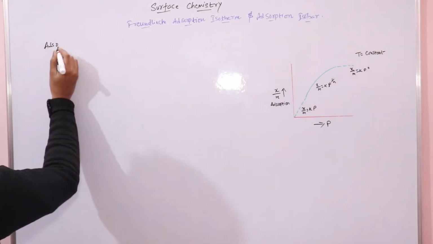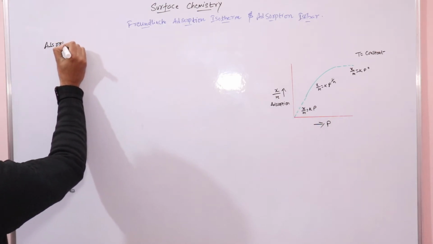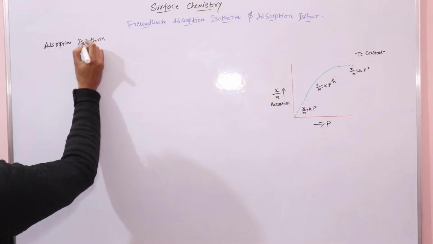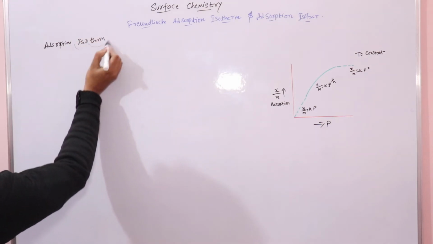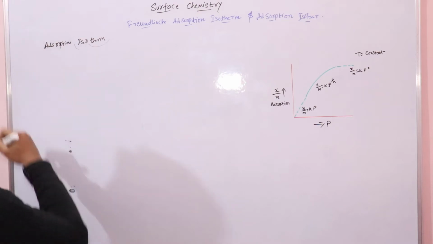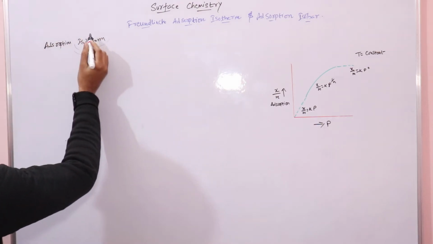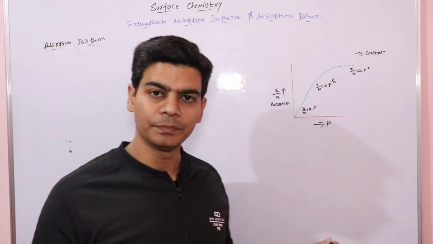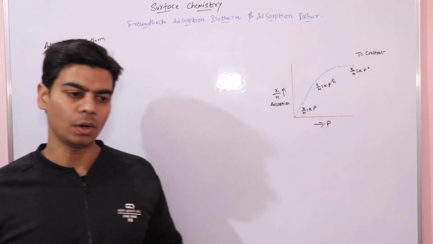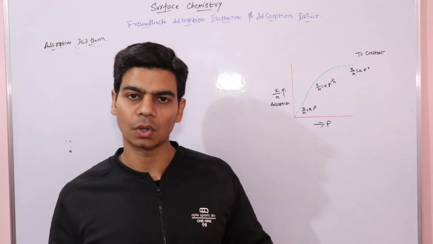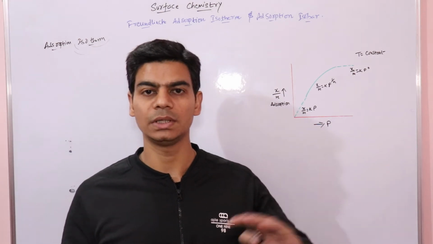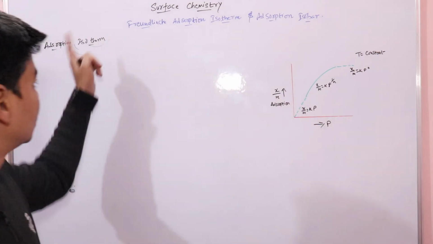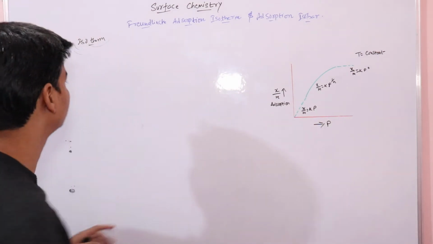Iso we know is same and therm means heat, right? Adsorption isotherm, iso means same, therm means heat. So adsorption isotherm is basically a curve that shows how the amount of gas adsorbed on a solid varies with increase or decrease in pressure at constant temperature, because it's an isotherm, so temperature will remain constant, right?